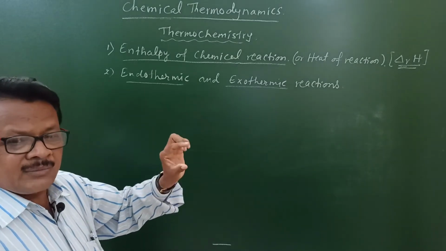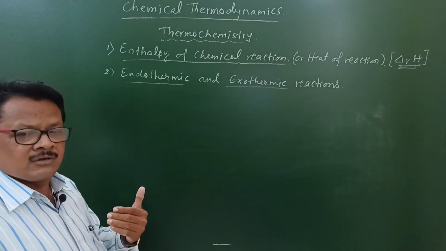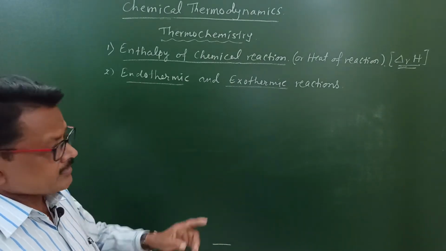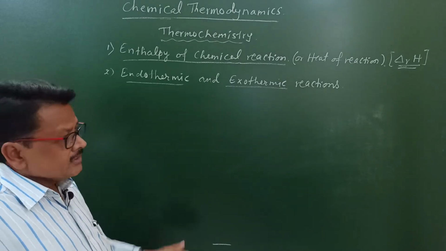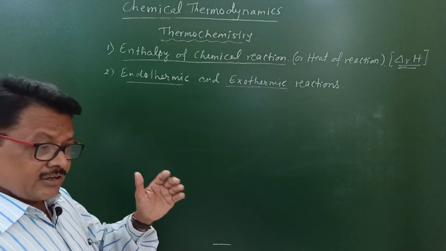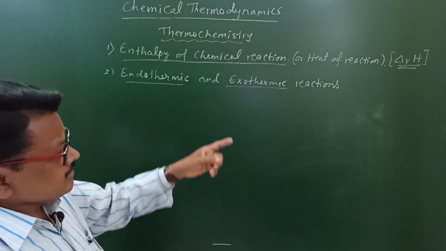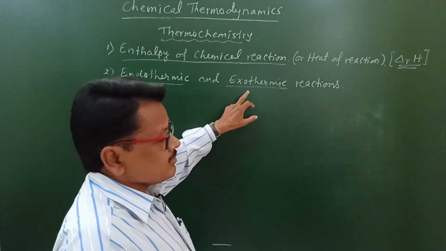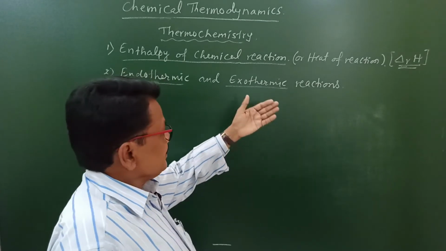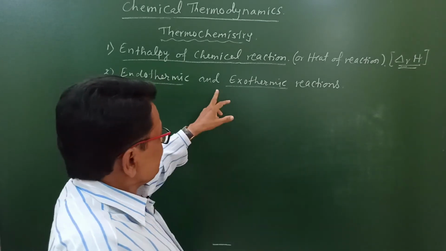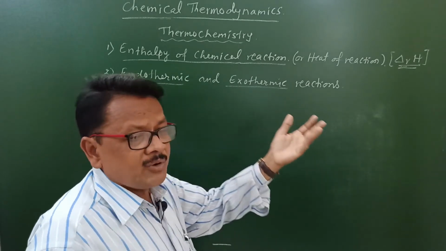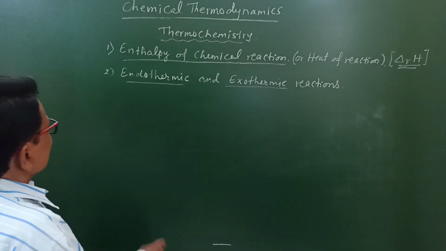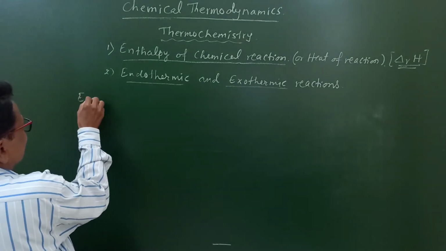Endothermic reaction means a chemical reaction in which heat is absorbed during the reaction. And what about exothermic chemical reaction? It is the chemical reaction in which heat is evolved during the reaction. Here, exo and therm: exo means to give out or to release, and therm means heat or energy. In exothermic chemical reaction, heat is evolved, and in endothermic chemical reaction, heat is absorbed.